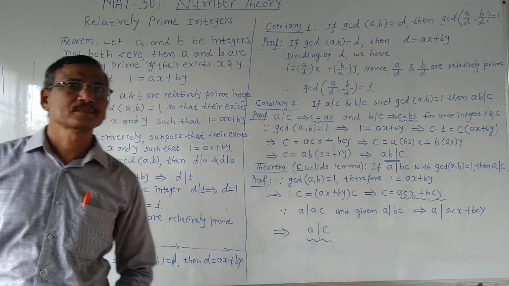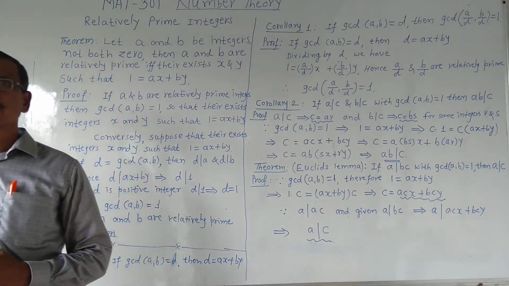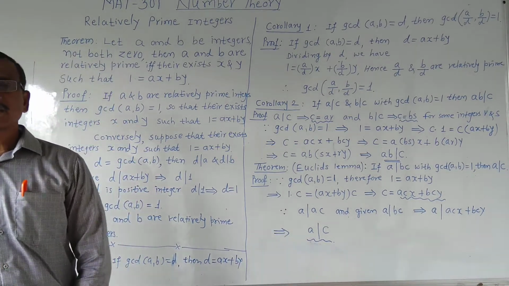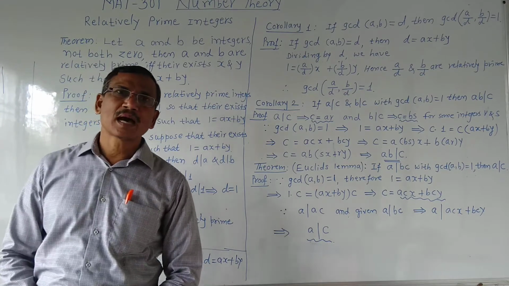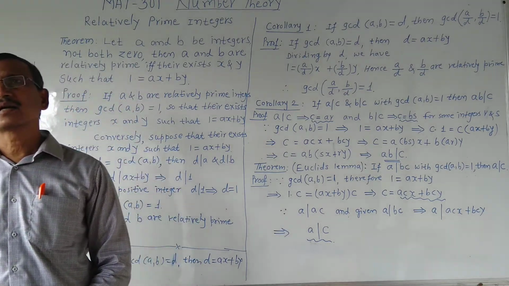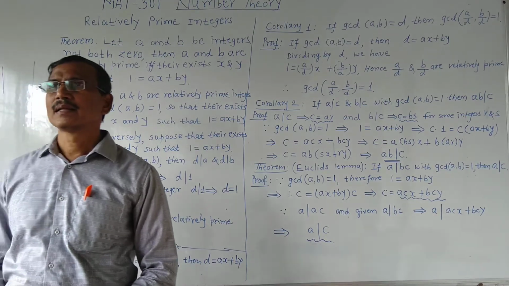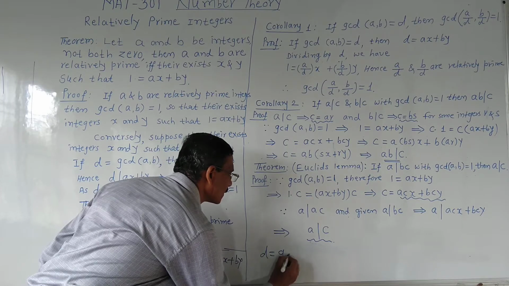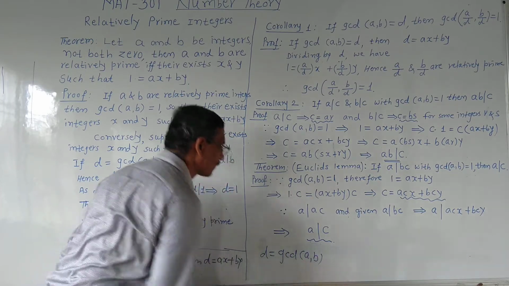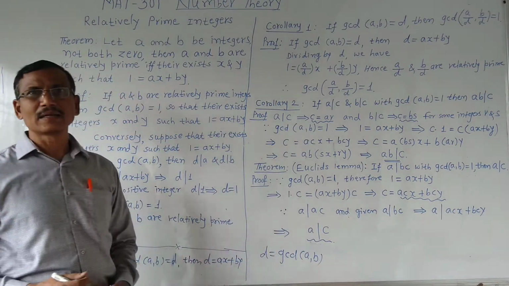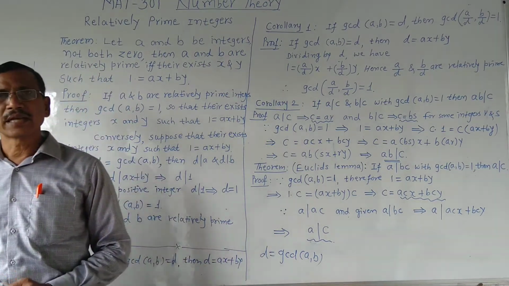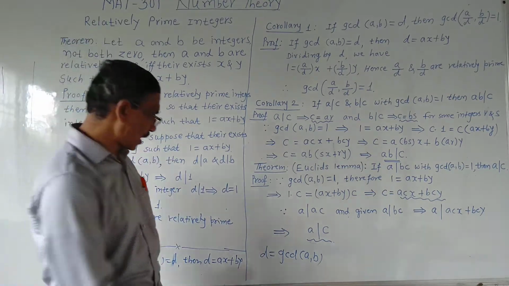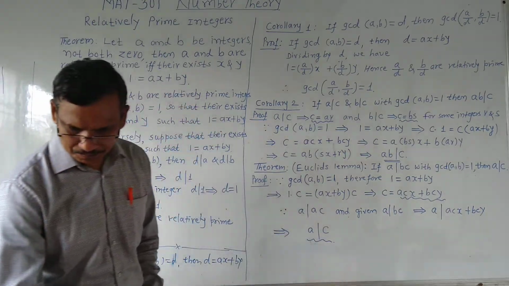Good morning, guys. In the last lecture, we have seen the definition of relatively prime integers. That means two integers a and b are relatively prime if their greatest common divisor is 1. That means if d is the GCD of a and b, and the value of d is 1, then a and b are called relatively prime integers. Using this definition we shall prove the theorem.